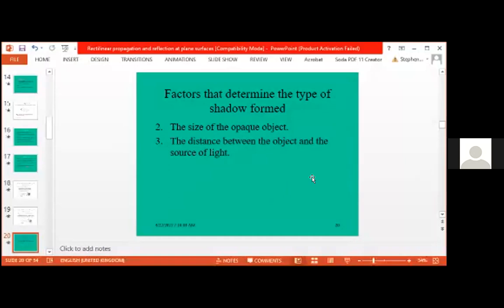And when this happens, we say when you use an extended source, it forms a total shadow at the center, but we have an outline of a partial shadow around the edge, which is called the penumbra. That is where we use an extended source. Any questions so far?